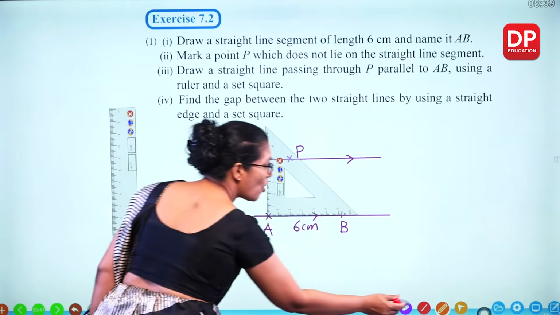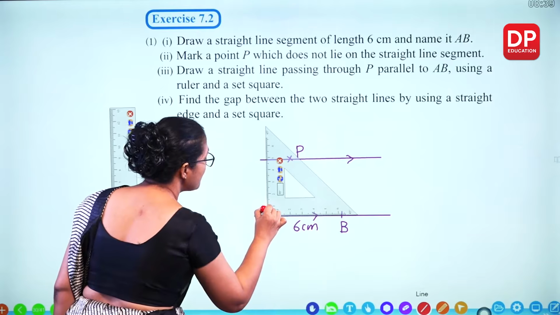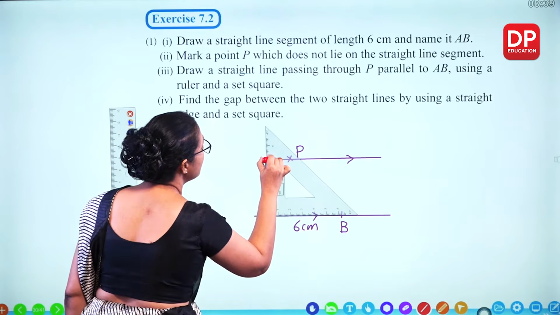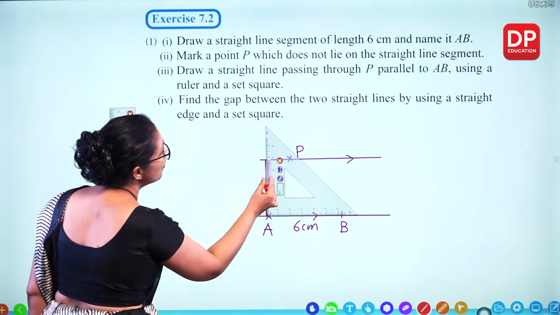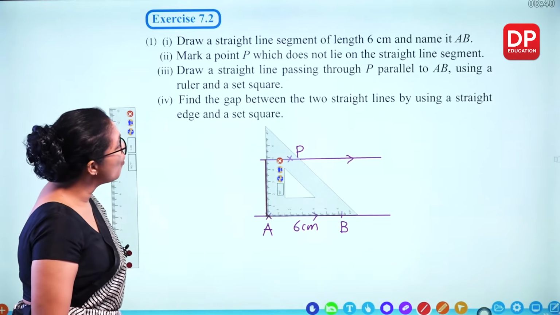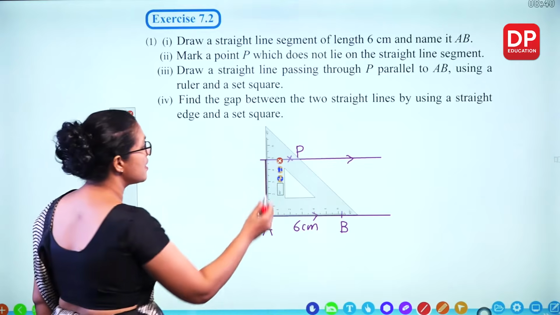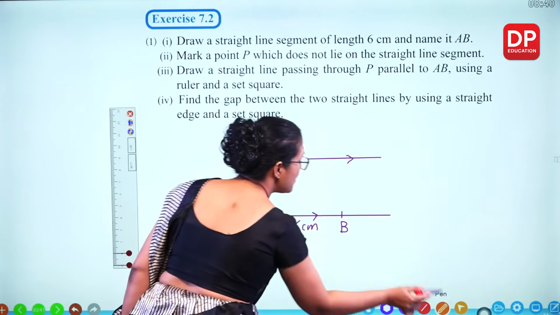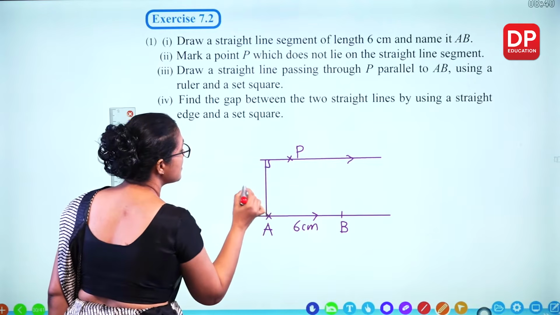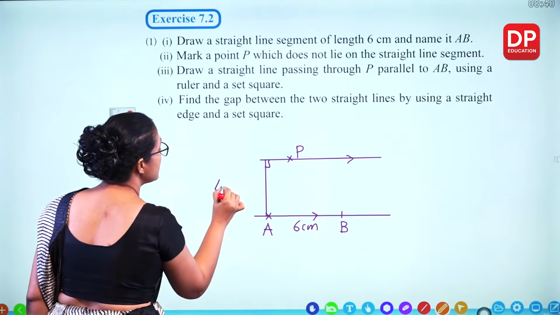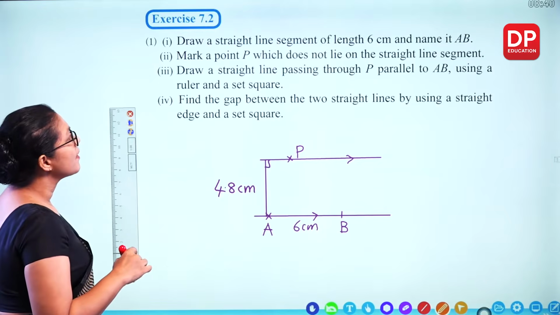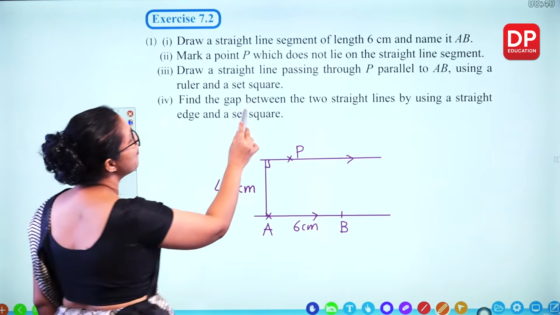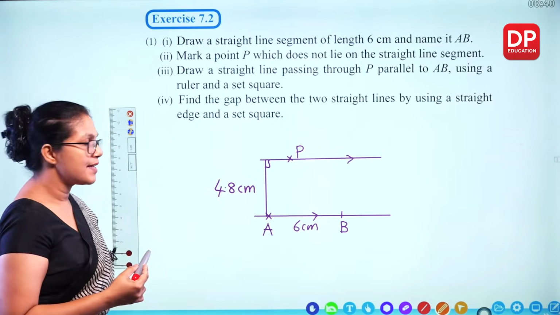And you can first draw the line. This is the perpendicular line here to here, and measure that length. I get 4.8 centimeters. So this perpendicular distance is 4.8 centimeters. That's the gap between the two straight lines.